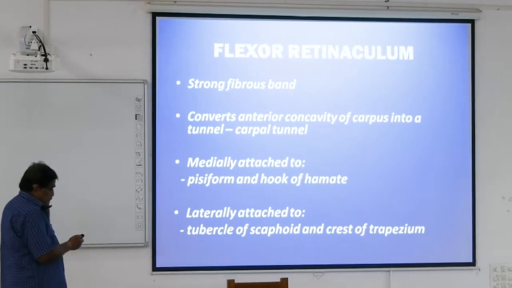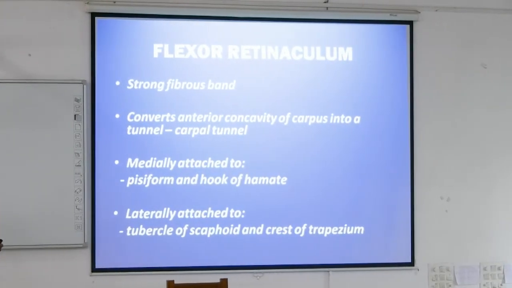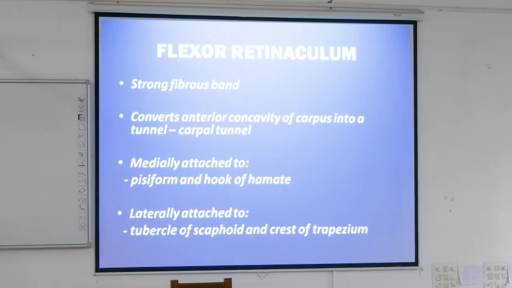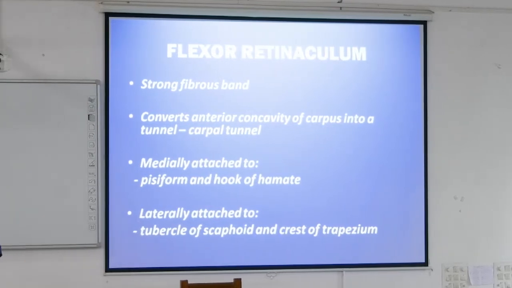Now, flexor retinaculum, what is it? When you dissect and open, you will see it's a strong fibrous band. It converts the anterior concavity of the carpus into a tunnel called the carpal tunnel. Now, it is a band like this. You can see this.